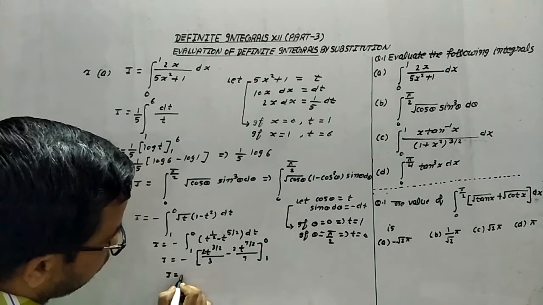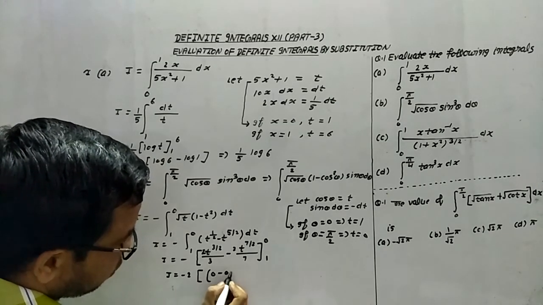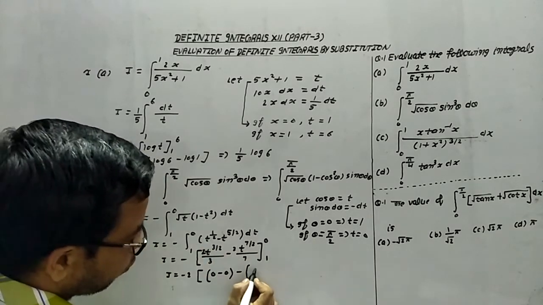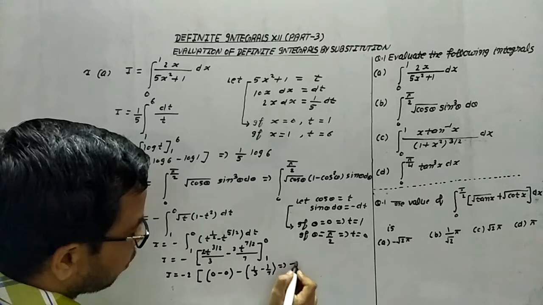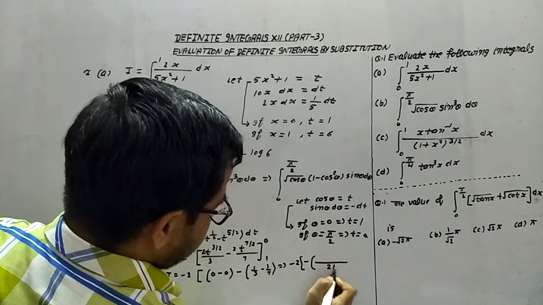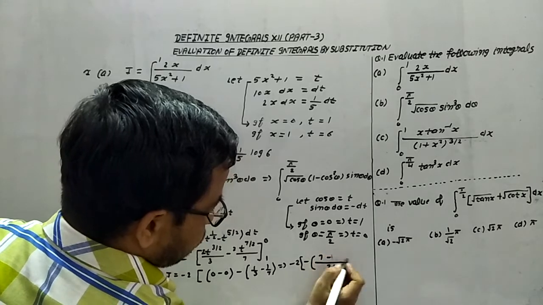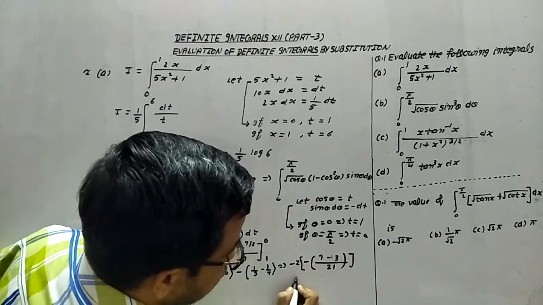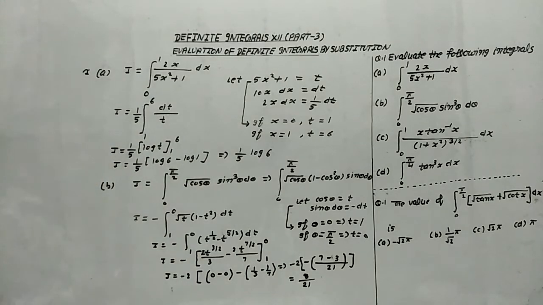It means I is equal to minus 2 times the bracket. Now put the upper limit, it means 0 minus 0. Now the lower limit: t is 1, so 1 raised to power 3 by 2 gives 1 by 3 minus 1 by 7. Now this becomes minus 2 times the bracket. What is the LCM? The LCM is 21. So 7 minus 3 is 4, and minus times minus is plus, so it means 8 upon 21, and this is the answer for this part.